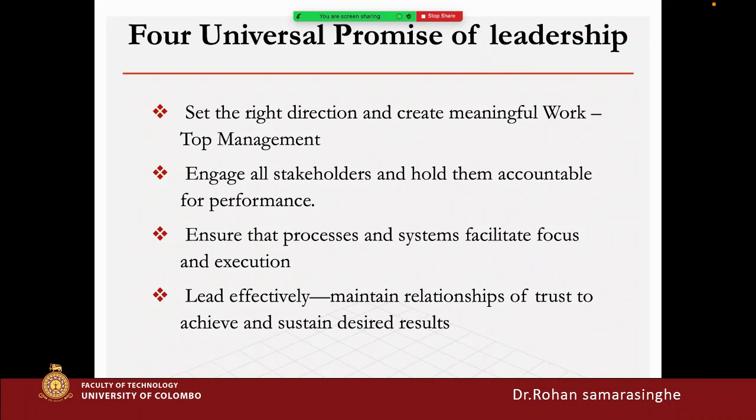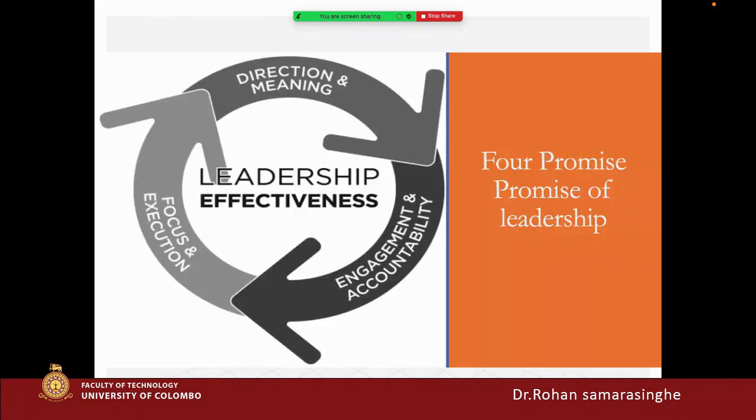Always also set the right direction and create the meaningful work. Actually, we have discussed that previously. Engage all, that also discussed. Actually, they may have a thing. When you consider the effectiveness, leadership effectiveness, we can see four promises.